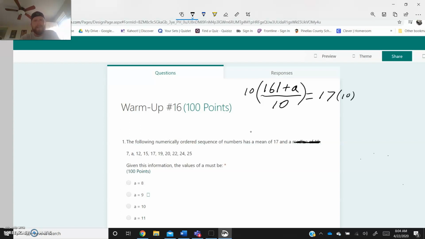That cancels my 10s out, which leaves me with 161 plus A equals 170. Now it's just a one-step equation, so all I have to do is subtract the 161 from both sides. Once I've done that, these cross out, A goes down, and it gives me a number of 9. So A in this instance equals 9. Yep, that's how you do a check mark with this high quality pen. So the answer down here is going to be 9.